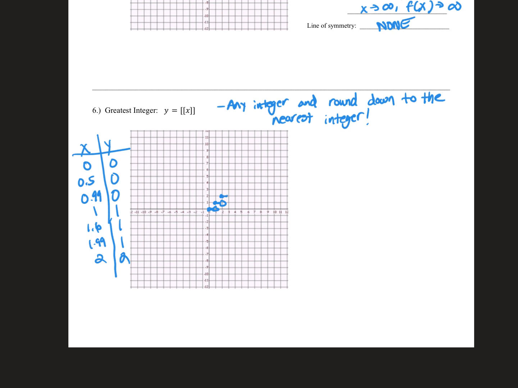All right, and what you get here is what's called a step function, where this process just keeps repeating. And I can go in both directions. Notice for each one of these steps, each step has a left point that's filled in and a right point that is open. Sometimes we call a greatest integer function a step function for this reason.